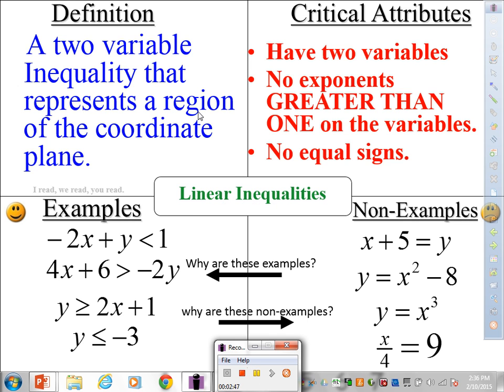So once again, a linear inequality is a two-variable inequality that represents a region of the coordinate plane. These are inequalities, they're two variables. These are non-examples because they're equations. The other ones I showed you couldn't have exponents greater than 1.